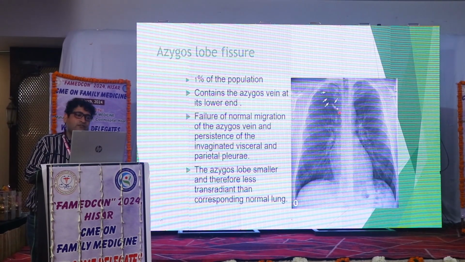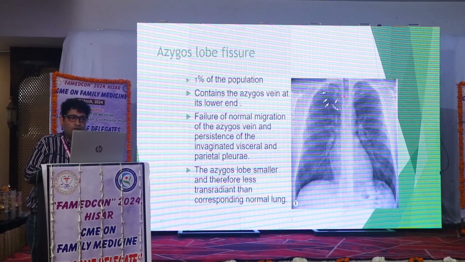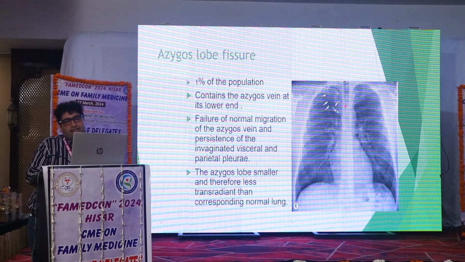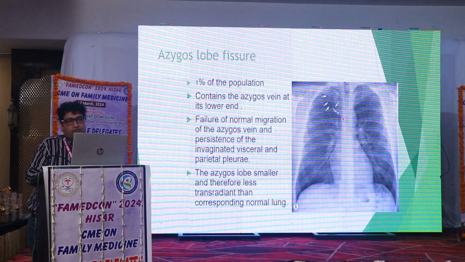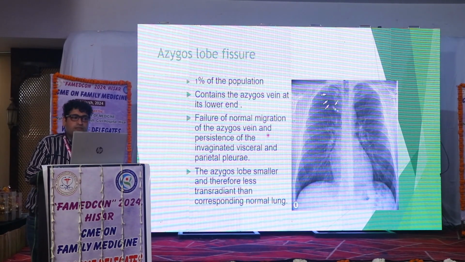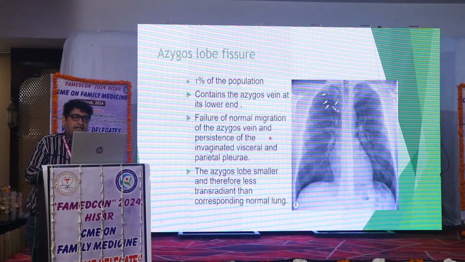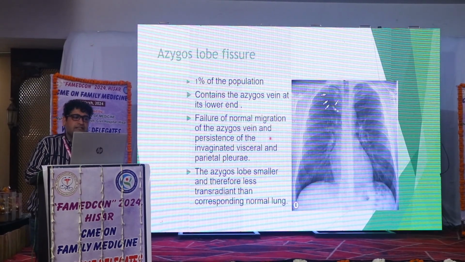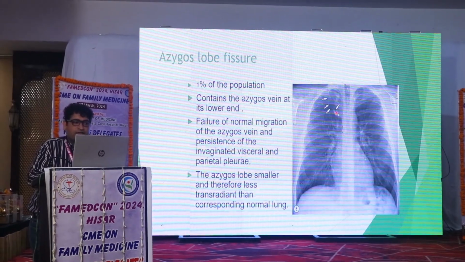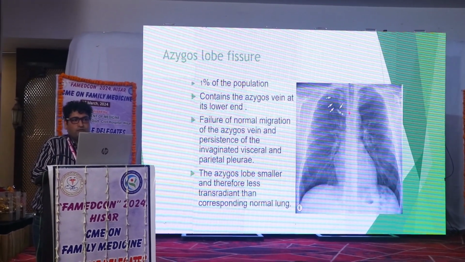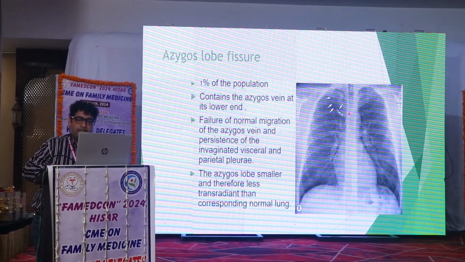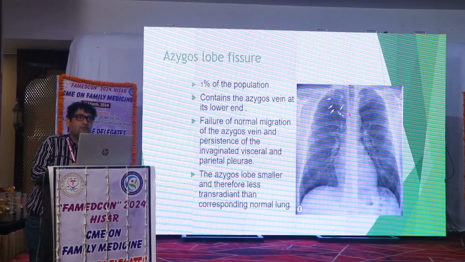Now coming to an oblique or rare fissure such as azygous lobe fissure, a lot of time some X-ray will be there, and you will be surprised to see there is some kind of lobe here. So that is azygous lobe. How this azygous lobe forms is, it is usually demarcated by azygous vein at its lower end, and failure of normal migration of the azygous vein and persistence of invaginated viscera and parietal pleura. So usually azygous lobe is smaller and therefore less transradiant than the corresponding normal lobe. Sometimes only this azygous lobe is blocked or maybe radiopaque, so you can say that azygous lobe consolidation is there.